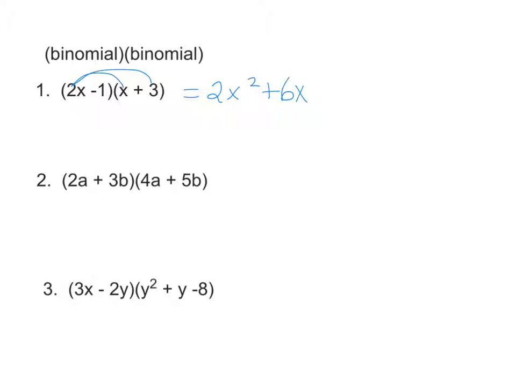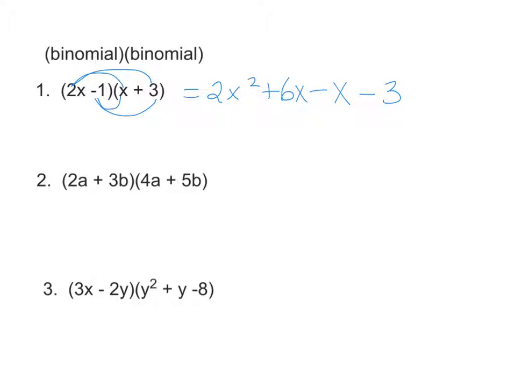So the first term in the first bracket multiplied by each term in the second bracket. And then do the same with the second term. So we're going to do negative 1 times x, which is negative x, and negative 1 times 3, which is negative 3. So a binomial by a binomial actually gives you 4 multiplications that you need to do. So it's the first term multiplied by everything in the second bracket, and then the second term multiplied by everything in the second bracket. And when it's a binomial by a binomial, that works out to 4 terms you should end up with.